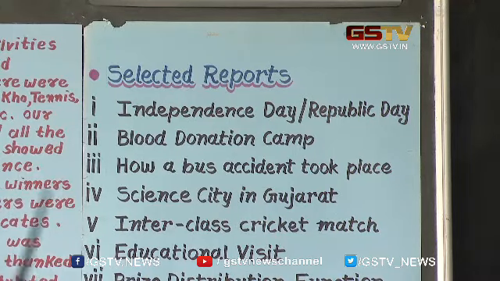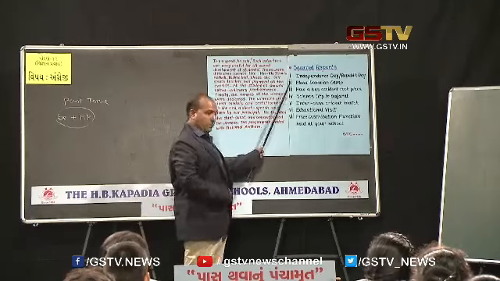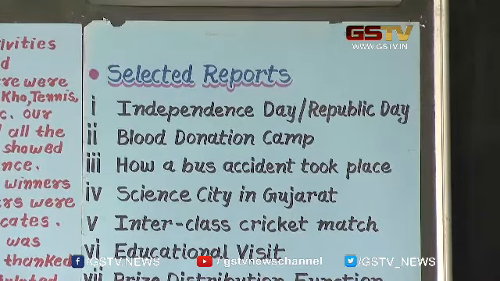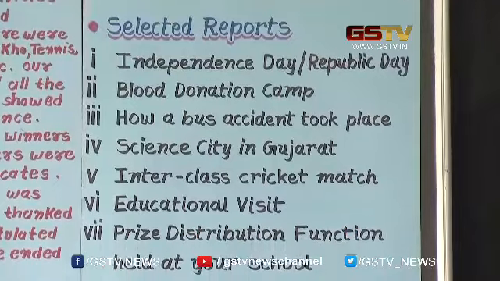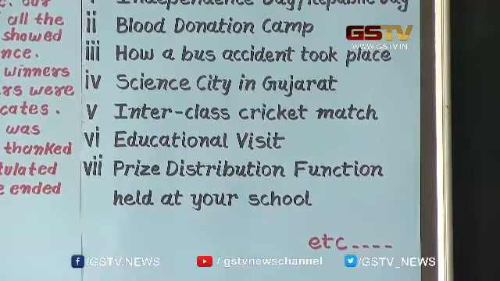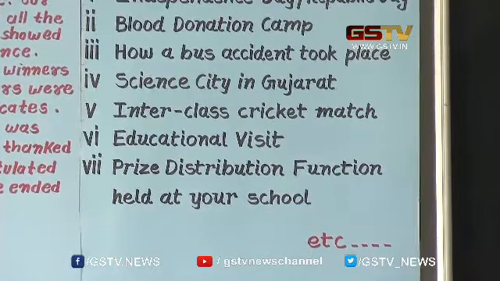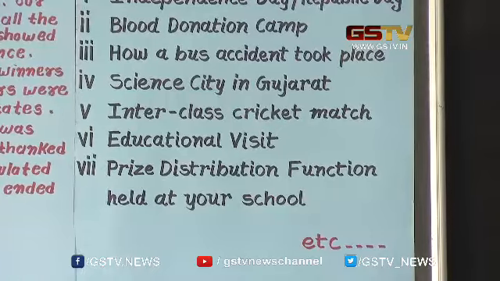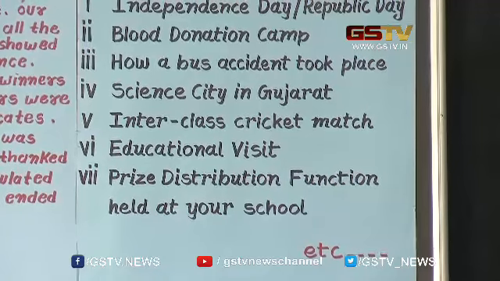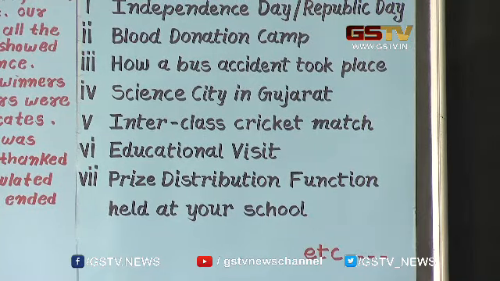First, write a report on Independence Day or Republic Day held in your school. Students, there are other reports that may be asked in the board exam: a report on a blood donation camp, how a bus accident took place, a visit to Science City in Gujarat. A report on an inter-class cricket match and any educational visit, like a visit to ISRO, etc. And there may be another report, the prize distribution function held at your school.